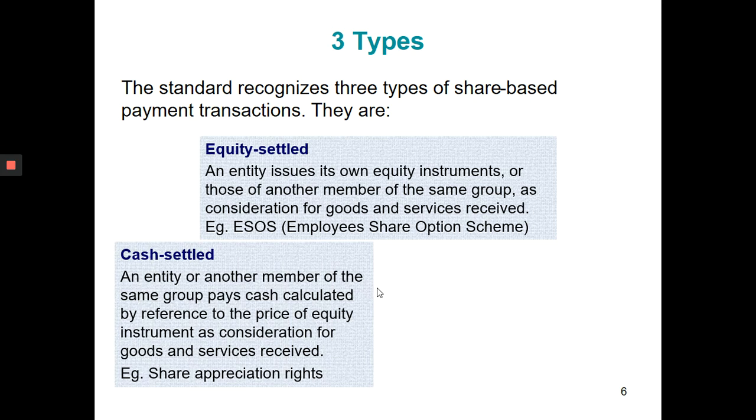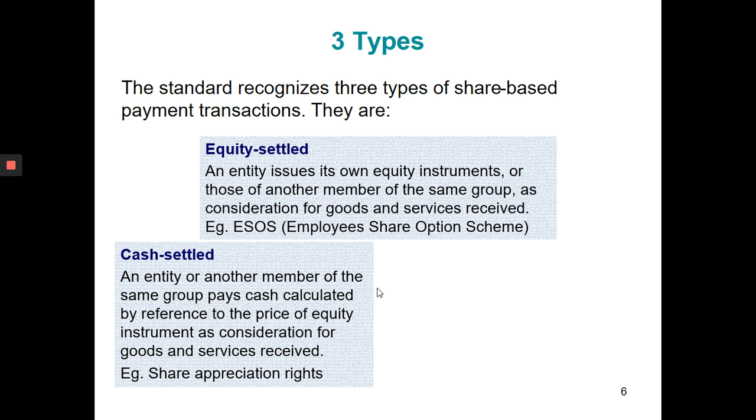Second type is cash settle. An entity or another member of the same group pays cash calculated by reference to the price of the equity instrument as consideration for goods and services received. Okay, so an example is share appreciation rights. So make sure you know what the difference is between equity settle and cash settle.